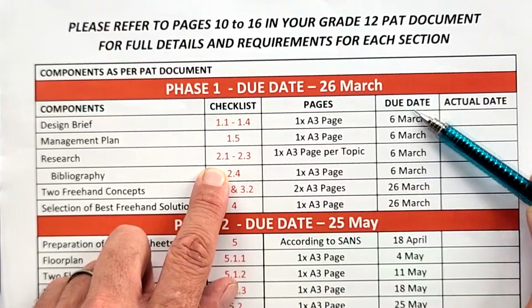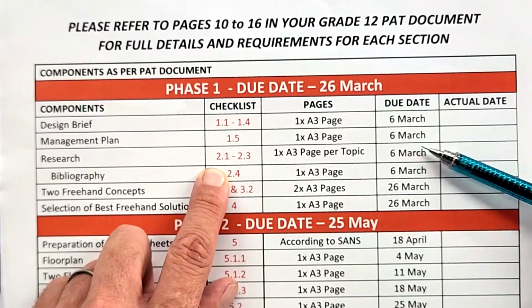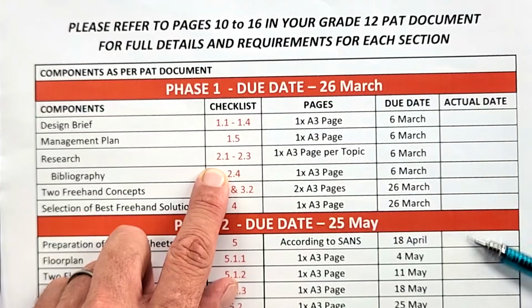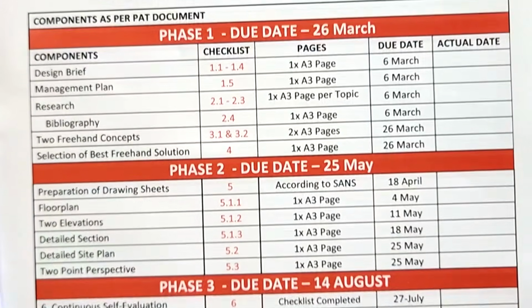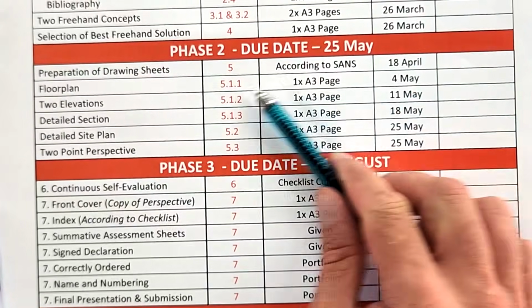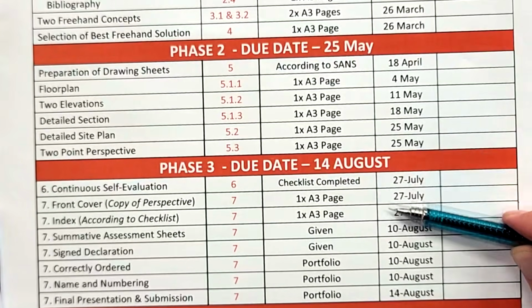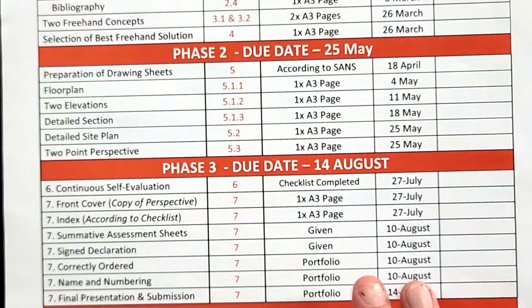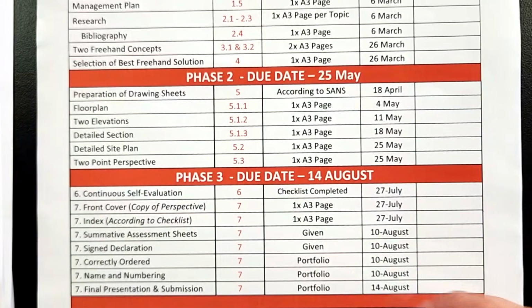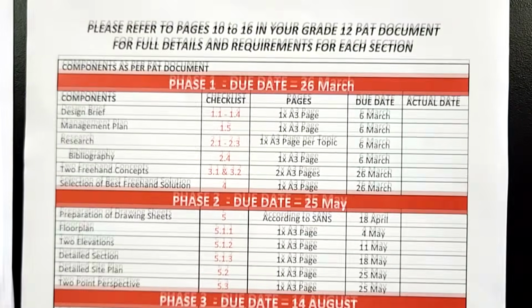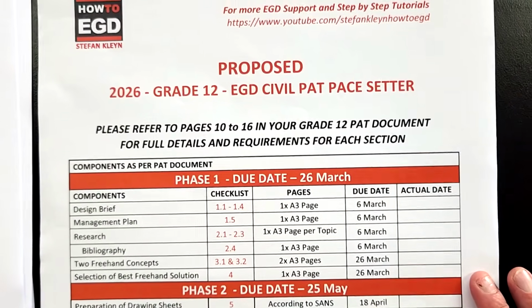And then there's a due date in the next column with the opportunity to add in your actual date in the end. So going through this document, there's no reason for you not to meet your different deadlines as you start working throughout this PAT. Please download this and use it as a resource to help you pace yourself as you also successfully navigate your EGD PAT.